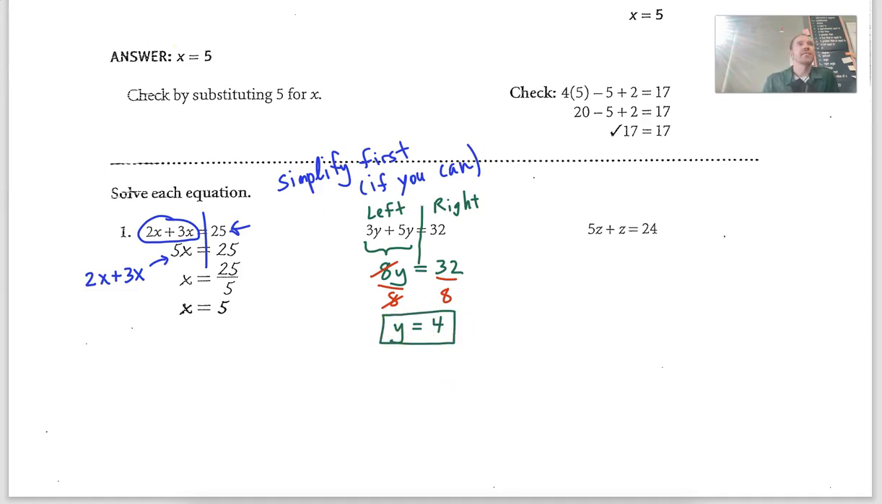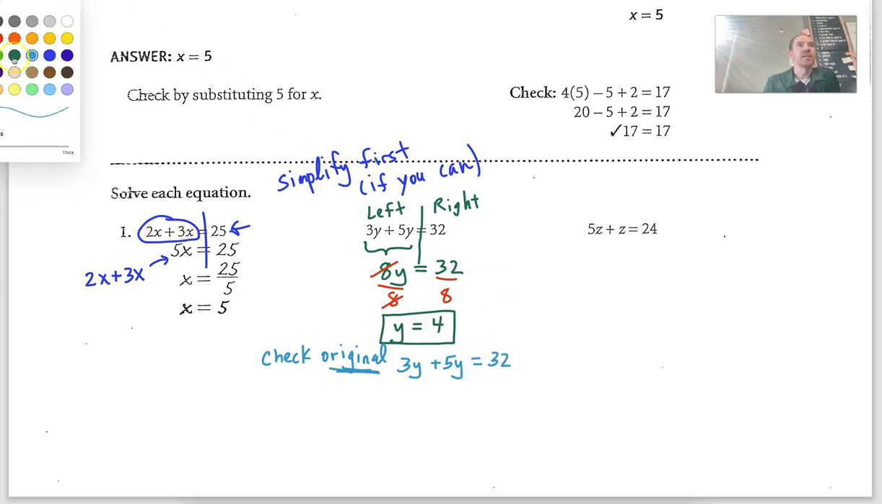Still important to do the check step. So let's do that here. And it's still important to do the original equation. Just in case I have a mistake in 8y, maybe I made a mistake. Maybe it should have been 15y. Maybe I should have multiplied 3 times 5 or something. So if I check the original equation, 3y plus 5y, is that equal to 32? And if I substitute in my value for y of 4, I'll put it both places there.